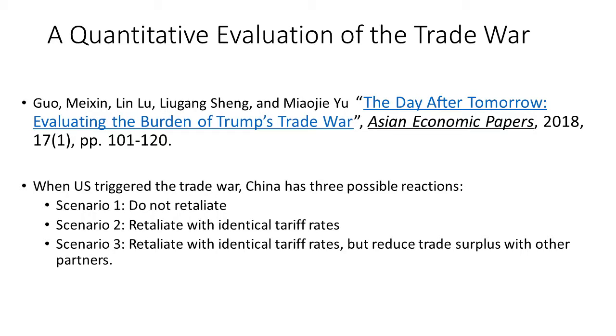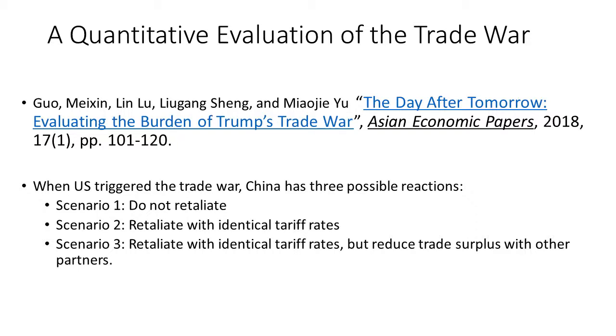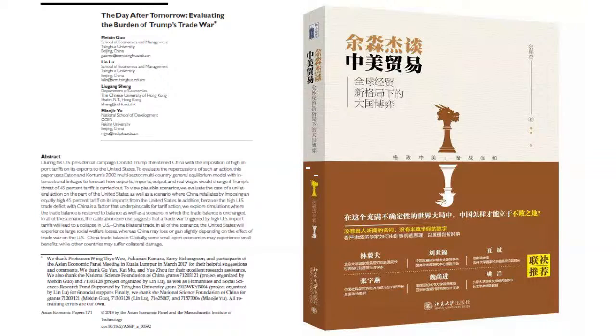Basically, we gave it a name, The Day After Tomorrow, because of the movie. The point is, suppose the Trump administration triggered the trade war, China has three possibilities to respond. Number one is do nothing, do not retaliate. Number two is retaliate with an identical tariff rate. And option three is retaliate with an identical rate, but also reduce the trade surplus with other partners, which means importing more from other countries. The paper is here, and I also put it into my Chinese book. If you are interested, you can read this book as well.